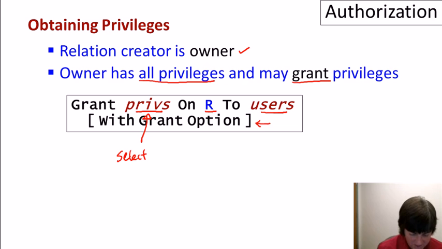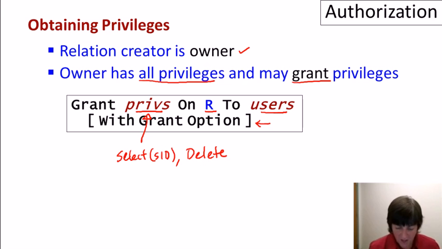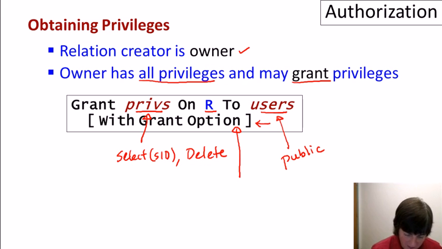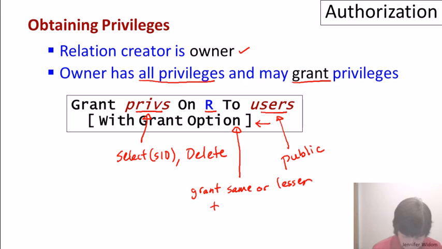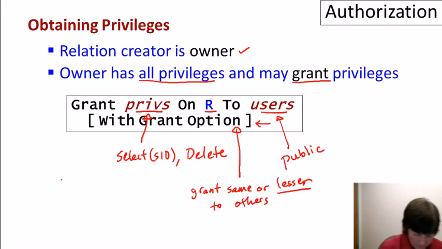So, for example, we could say here something like select student ID, comma, delete, and that would give those two privileges. The users are a list of actual usernames on the database. There's also the predefined user called public, and that would grant the authorization to any user of the database. And finally, the grant option allows the users who are getting the privileges to grant the same or lesser privileges to other users. Now, what do I mean by lesser? Well, it's pretty simple. If we have, say, select and attributes A, B, C, then a lesser privilege would be something like select A and B.